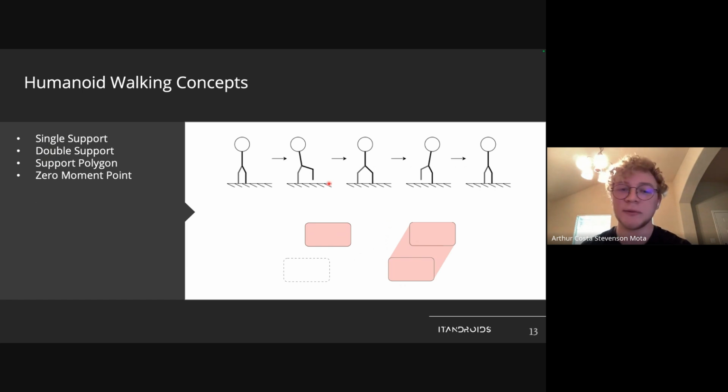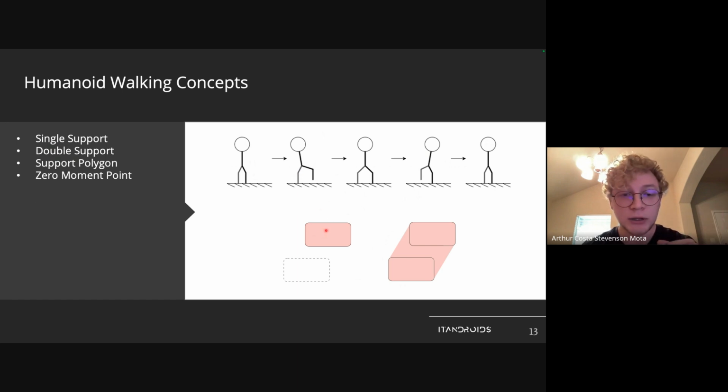Some very brief concepts about humanoid walking. On the top here, you can see the cycle that our robot has during its gait. These three here are the double support phases, and these two are the single support phases. During the single support phases, the foot that is moving is termed the swing foot, and the foot that is at a standstill is termed the support foot.